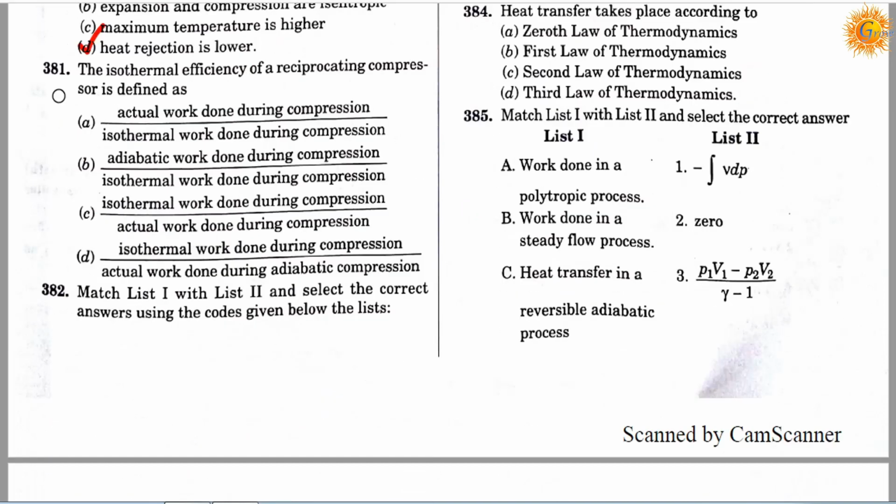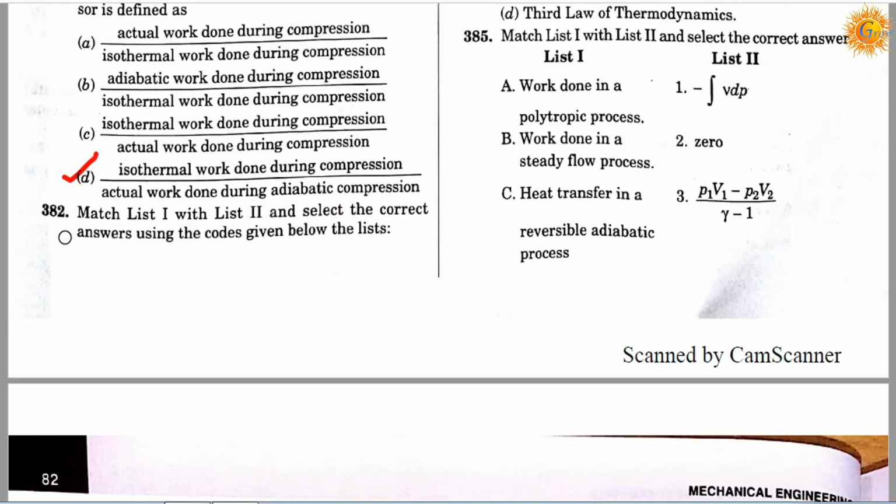Question number 381. The isothermal efficiency of reciprocating compressor is defined as option A, actual work done during compression upon isothermal work done during compression, option B, adiabatic work done during compression upon isothermal work done during compression, option C, isothermal work done during compression upon actual work done during compression, option D, isothermal work done during compression upon actual work done during adiabatic compression. So the correct answer is D.